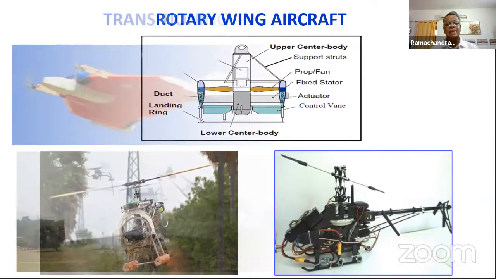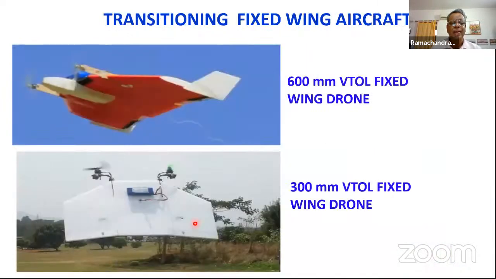What is most important is the drones, which fly either as a fixed wing vehicle or a rotary wing vehicle, but they need to operate within small confined spaces. Therefore, this transitioning or hybrid fixed wing aircraft was developed, where you can see that this drone takes off vertically from the ground, goes up, and after reaching a certain height, it just tilts, becomes horizontal and dashes off.